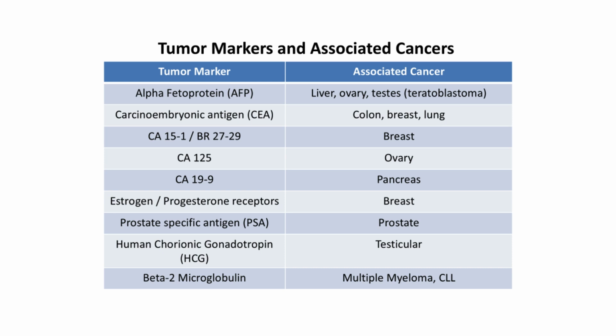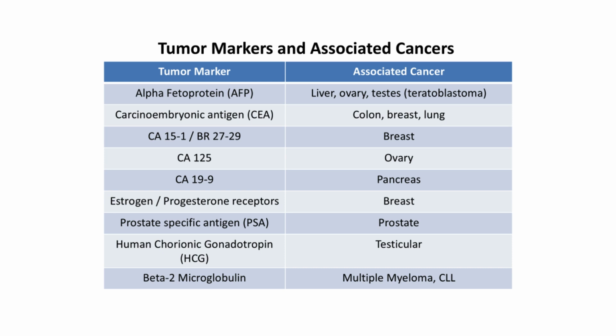Alpha-fetoprotein, AFP, is linked to cancers of the liver, ovary, and testes, especially teratoblastomas. Carcinoembryonic antigen, CEA, is associated with colon, breast, and lung cancers. CA15-3 and BR27-29 are both markers for breast cancer. CA125 is primarily used in ovarian cancer. CA19-9 is linked to pancreatic cancer.